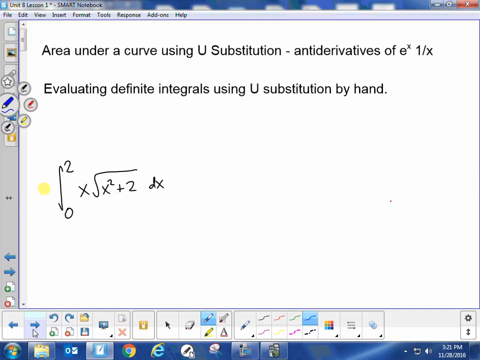Well, let's now find an area under a curve using u substitution. So I've got an area between 0 and 2 of x root x squared plus 2. Now, we know that if we didn't have a calculator, we can approach this by taking the antiderivative and using the fundamental theorem of calculus and finding the change in the antiderivative. So we're going to have to take the antiderivative of x root x squared plus 2. I can do that. What should I set u equal to? The obvious answer is correct today for this one.